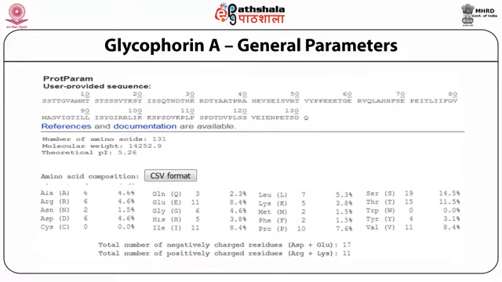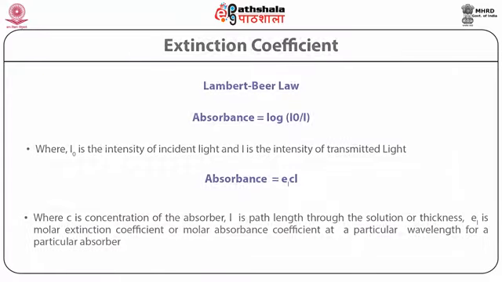Biochemical parameters such as molecular weight and isoelectric point are useful for analyzing the resolved proteins on two-dimensional gels. Extinction coefficient indicates how much light a protein absorbs, and this is represented by absorbance at a certain wavelength, and it is useful during protein purification process.